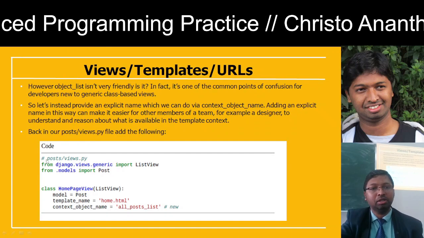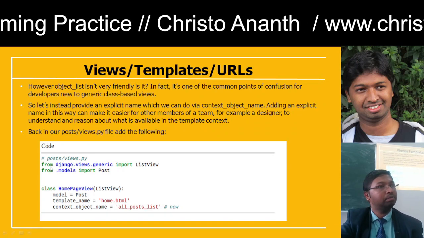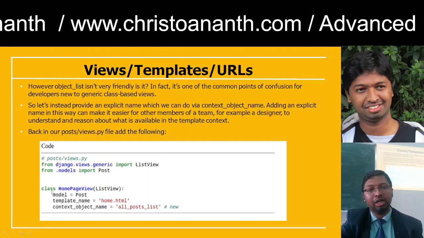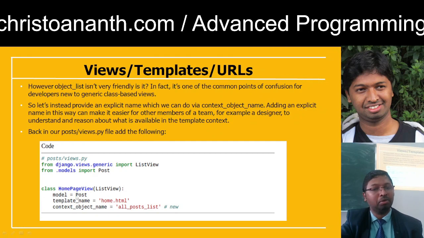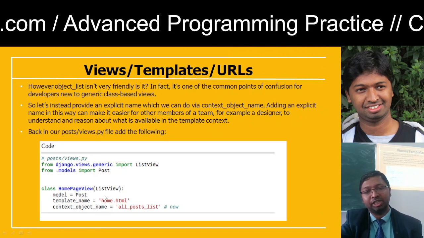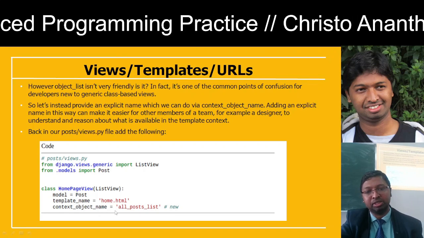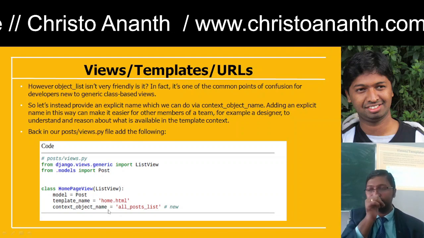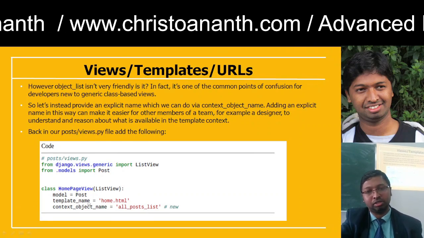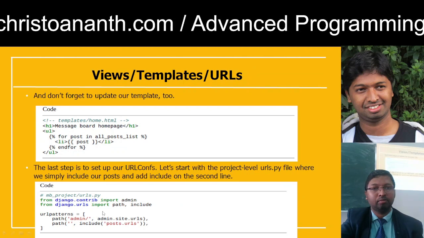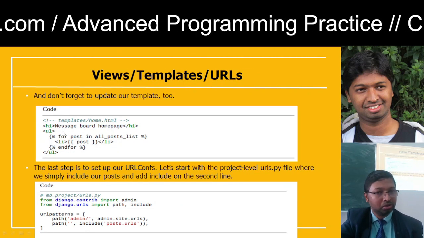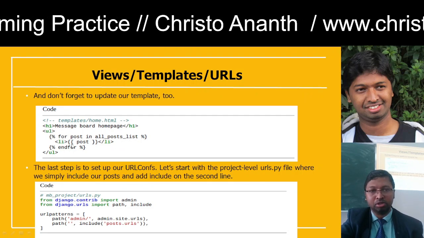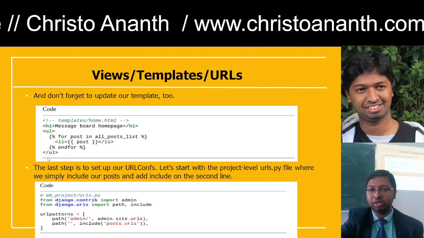So you'll have this one within the post/views.py file, from django.views.generic import ListView, and from .models import Post. You'll have class HomePageView(ListView), model equal to Post, template_name equal to home.html, and context_object_name equal to all_posts_list. This is the new line that we are adding in order to go with views, the templates, and then URLs. And you have to update the template also. So HTML tag Message board homepage, ul tag unordered list, for post in all_posts_list it is post, and then close the ul tag.